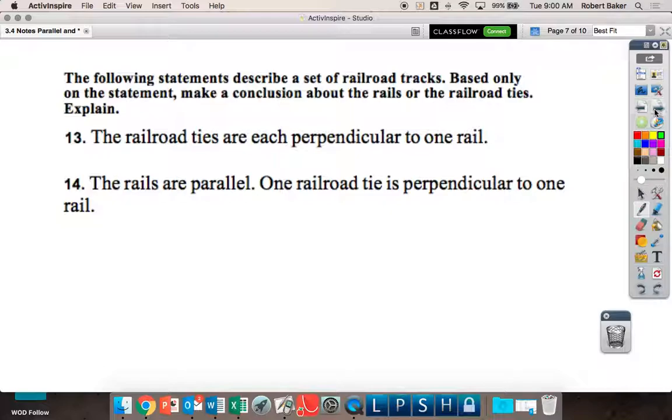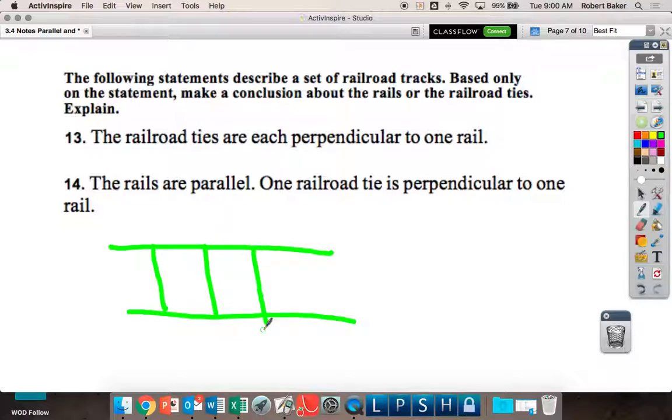Let's discuss that for a second. What are the rails of a railroad track? The metal pieces, right? The rails are what the train rides on, correct? That's the rails. What are the railroad ties? The wood that ties the rails together. That's where that name came from. It ties the rails together. So, we're going to be looking at something like this and making justifications.